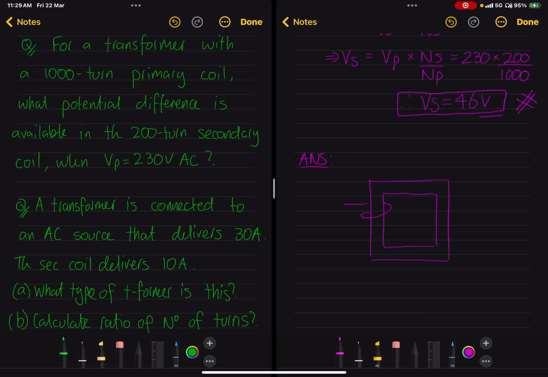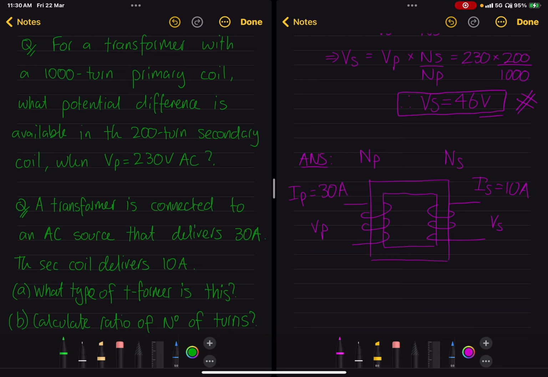So we have an input coil like so. We have an output coil over here like so. We have been told that the current primary is 30 amps, and we have been told that the current secondary is 10 amps. We have not been told either of the voltages, so there is a voltage primary here and a voltage secondary here. We don't know what they are. And we have not been told either of the number of turns. So number of turns primary, number of turns secondary, we don't know any of this.